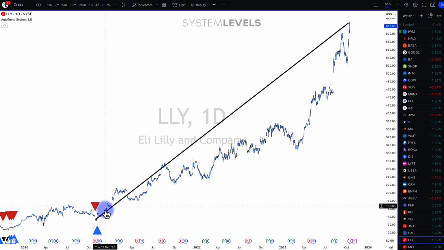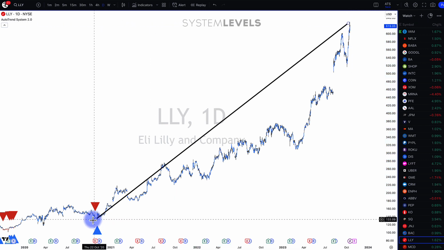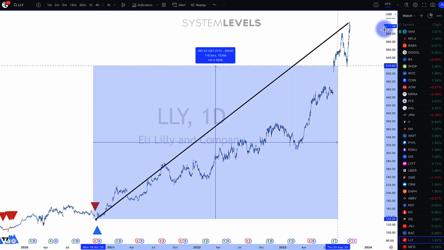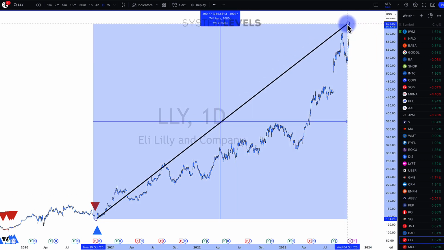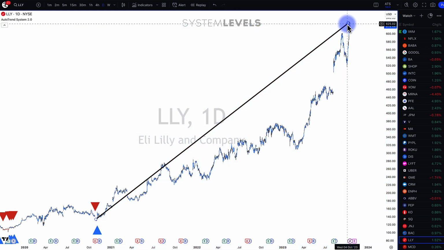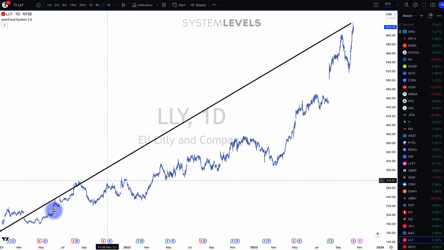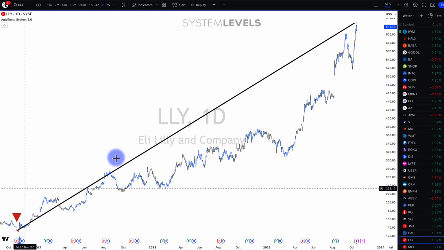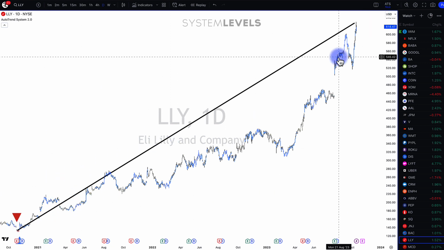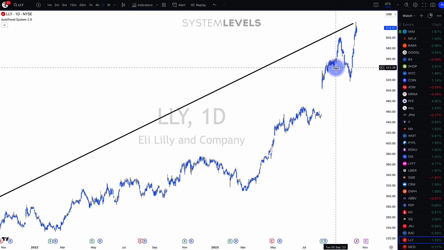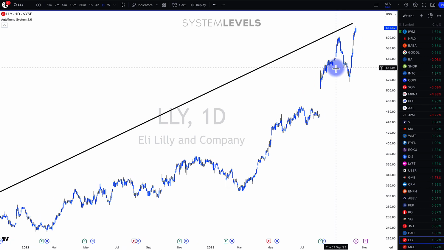$629. So that's been a massive increase on Eli Lilly. Let me actually see the percentage here. That's around 365% since the buy signal on the daily chart. Obviously, it has not given another buy signal since then because Eli Lilly has just been on a massive uptrend. But we can still look on lower time frames for a signal in the direction of the main trend.